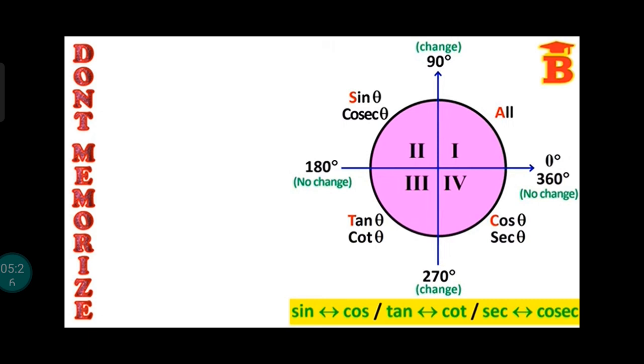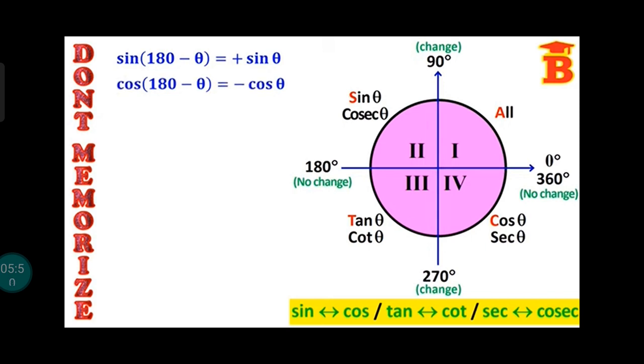Similarly, next 180 degree minus theta. This lies in second quadrant. So in second quadrant, sine and cosecant are positive, all other functions negative. Sine 180 minus theta, second quadrant sine positive and no change, so plus sine theta.